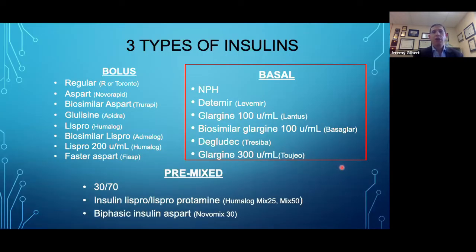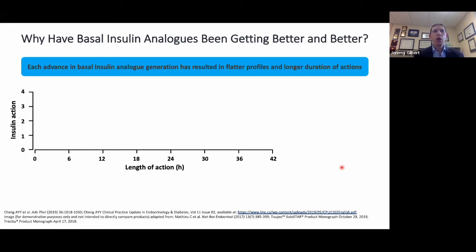So if we think about the three types of insulins, there's bolus insulin, there's premixed insulin, and basal insulin. And given that our guidelines say that when you're starting insulin, the best way to begin is generally with basal insulin, I thought my focus would be on that for this webinar. And then, of course, happy to address any further questions or comments that may come through.